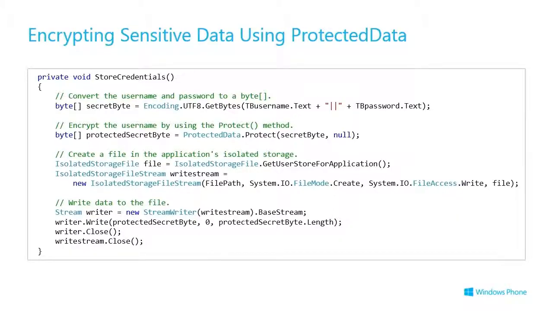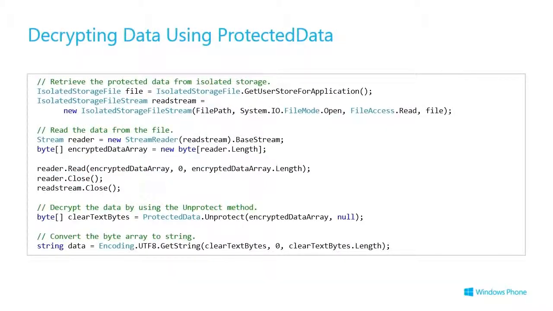So the code on the slide shows how to use protected data to encrypt, and basically all that stuff is about stream management. But the key line there is the call to ProtectedData.Protect. Heavy use of byte arrays. Byte arrays are in there, yes. They're your friend. And this is the reverse operation where we use ProtectedData.Unprotect to reverse it, so you get the clear text bytes out of it.